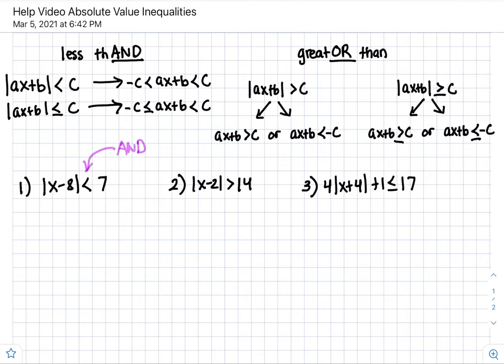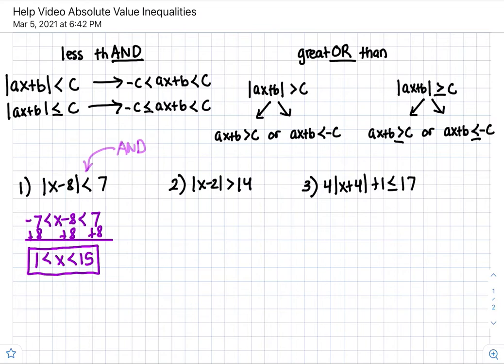So we're going to get the opposite of this number, which will be -7, less than, drop the absolute value symbols, and then less than 7. And then from here, we just solve for x, add 8 to all sides, and we're going to get 1 less than x, which is less than 15. Which means our answer could be anywhere in between 1 and 15.